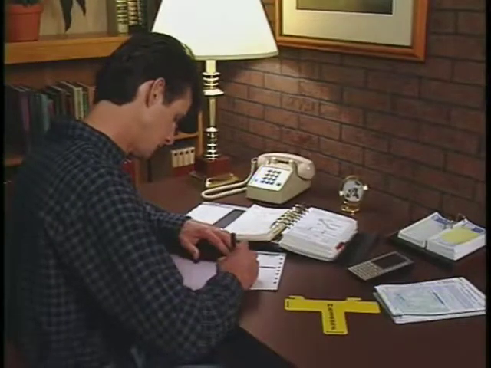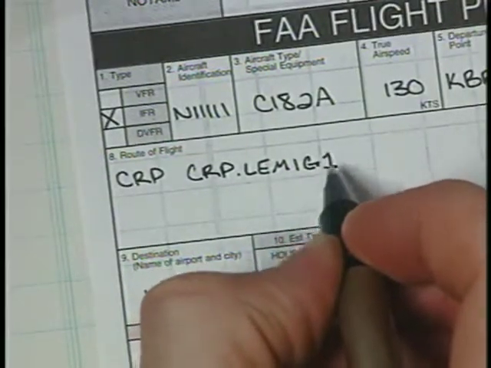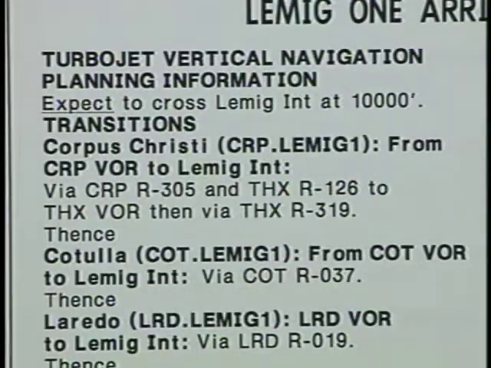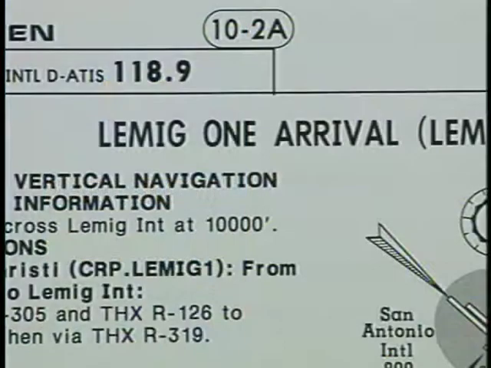When you file for a STAR on your flight plan, use an appropriate code just as you do for a departure procedure. For example, the code for the Corpus Christi transition of the Lemig 1 arrival would be CRP.LEMIG1. Notice that the transition portion of the code is listed first for a STAR, but last on a departure procedure. Whenever a major revision occurs to a STAR, the number is changed. The next revision for this STAR will be the Lemig 2 arrival.